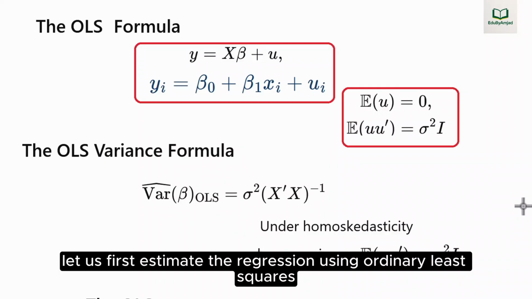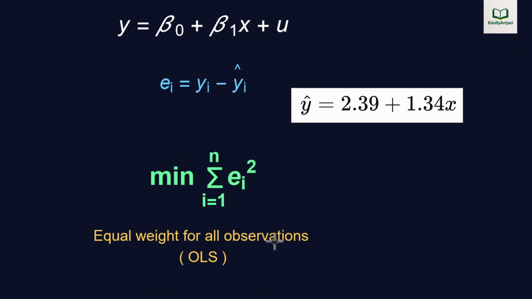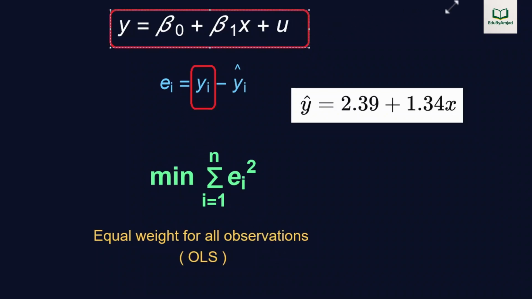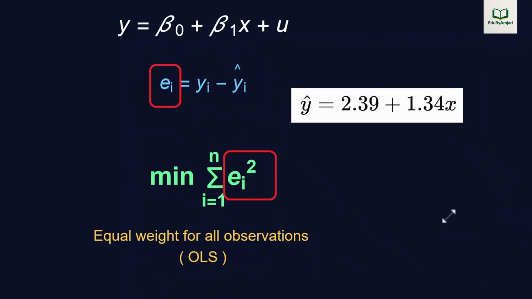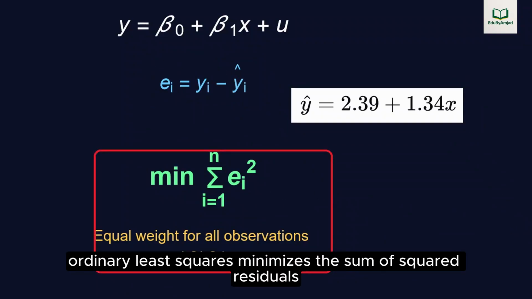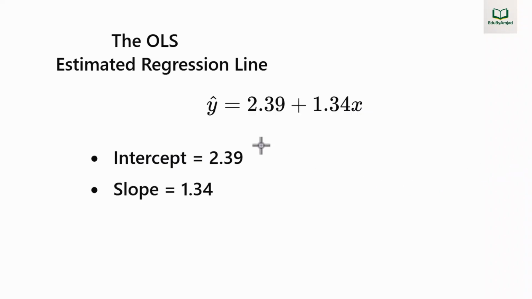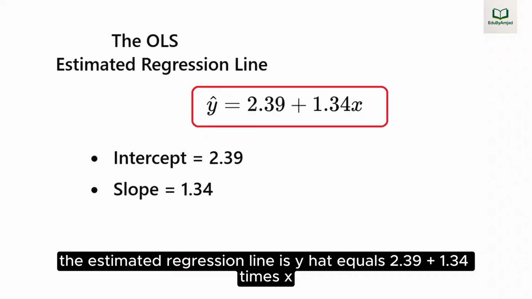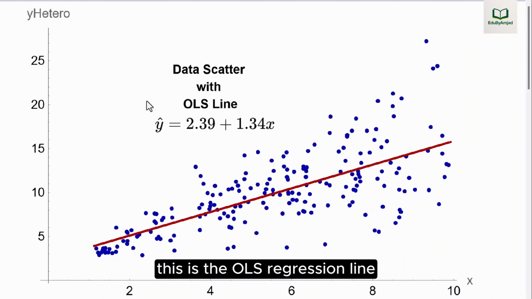Let us first estimate the regression using ordinary least squares. Ordinary least squares minimizes the sum of squared residuals, treating every observation equally. The estimated regression line is y hat equals 2.39 plus 1.34 times x. This is the OLS regression line.